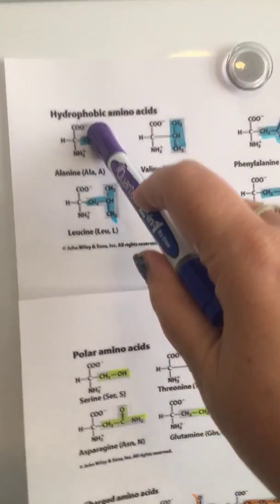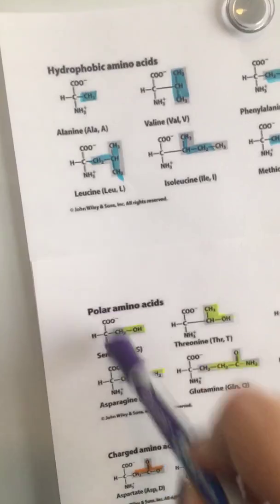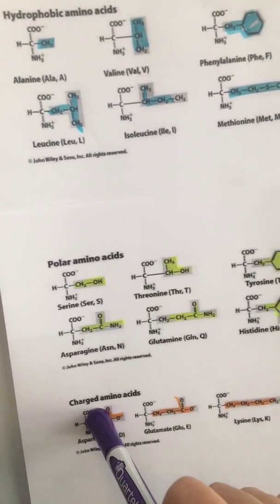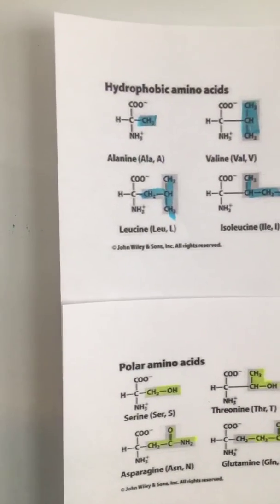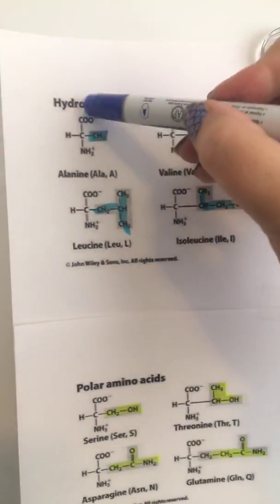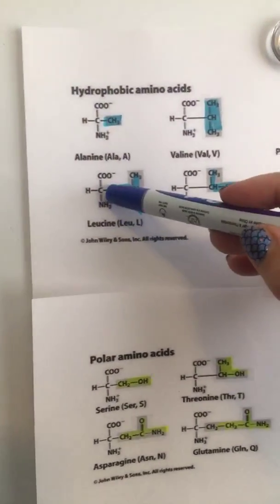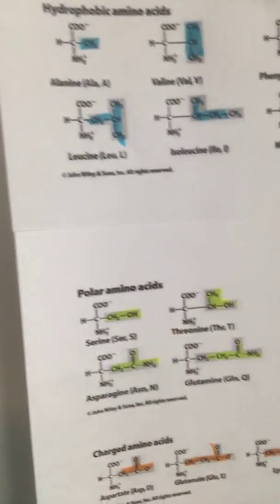Today we are going to talk about amino acids and how to identify them. Okay, so we have our hydrophobic amino acids, we have our polar amino acids, and we have our charged amino acids. The first thing that you need to do is identify what the backbone is. And the backbone is going to be the same for each of the amino acids. So that's the non-highlighted part here, okay?